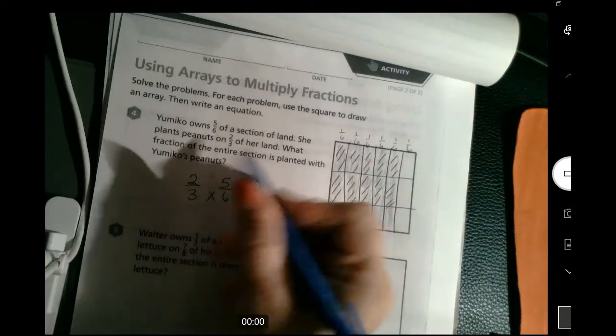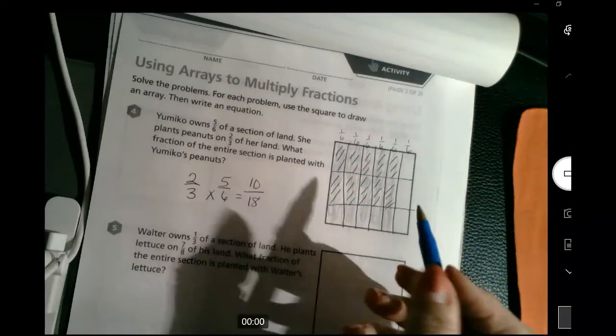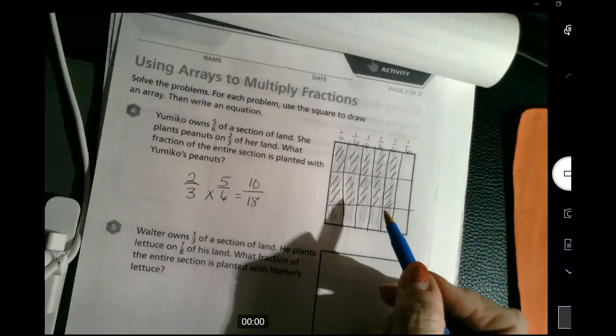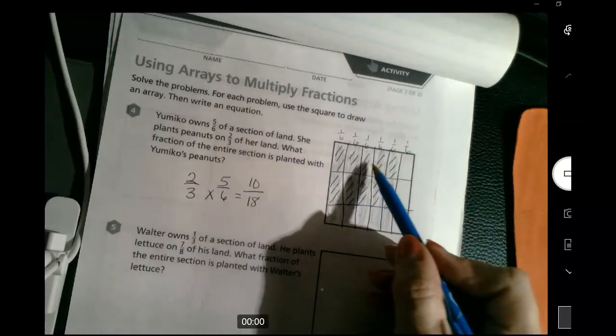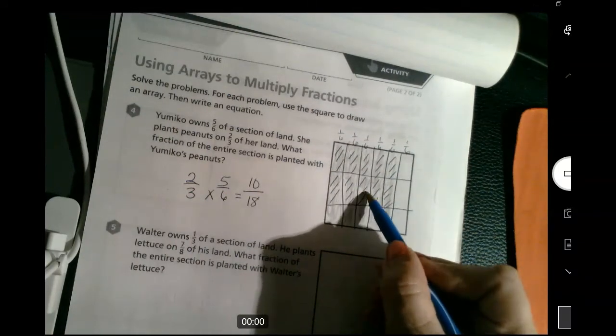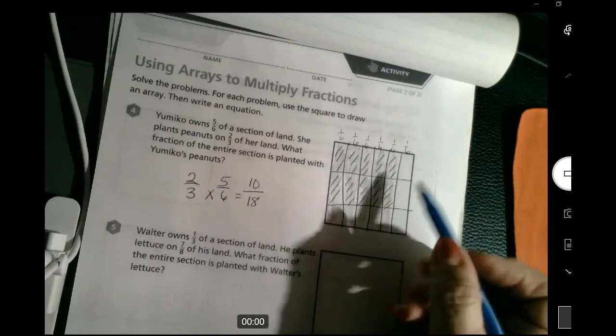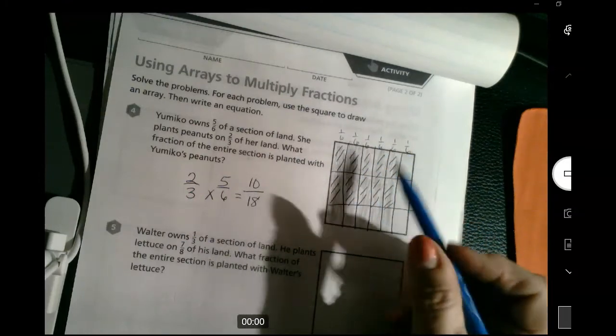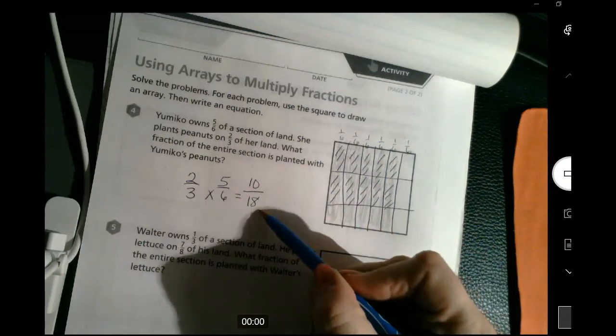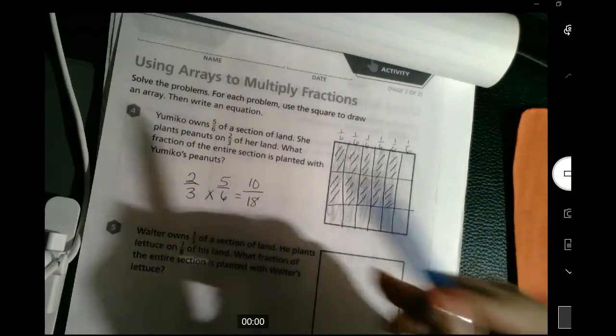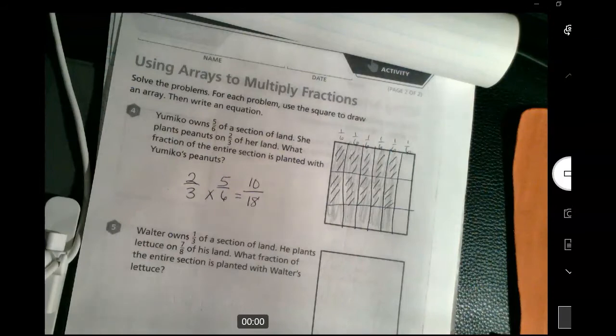2 times 5 is 10, and 3 times 6 is 18. Let's see if our representation matches our work. 1, 2, 3, 4, 5, 6, 7, 8, 9, 10. Yes. And this is a 6 by 3 array, and I know that 6 times 3 is 18. It does.